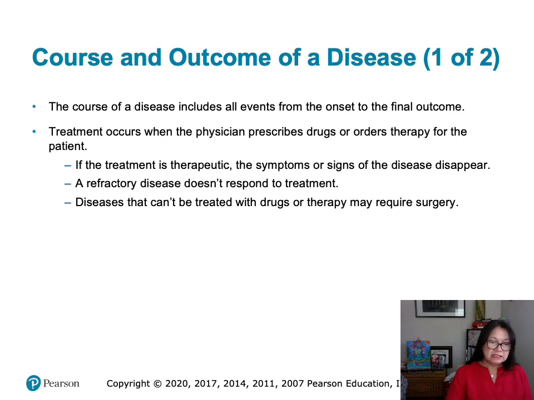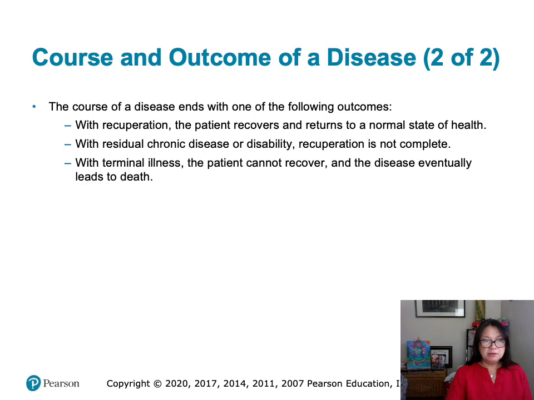The prognosis is the predicted outcome of a disease. The natures of many diseases are so well known that physicians can predict with a great deal of accuracy what a patient's course and outcome will be, which could be like with cancer or terminal illnesses.